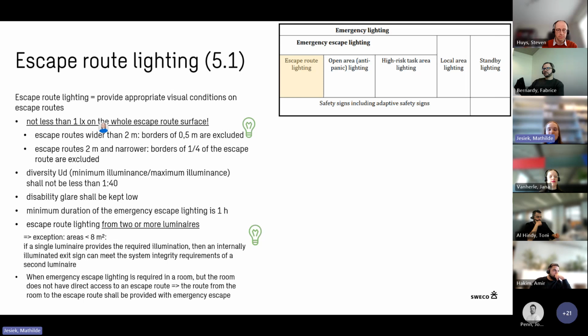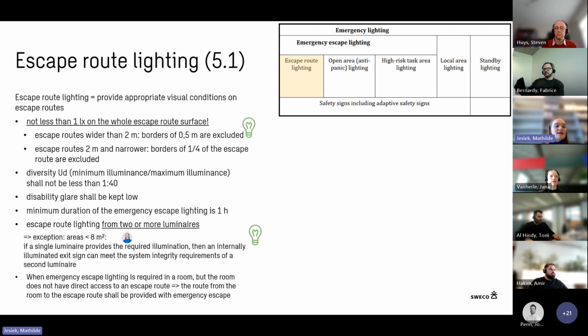So it means we don't need to worry about the center line or a boundary zone. We just need to check, okay, this is my escape route. I make sure there's 1 lux on the whole escape route. You can exclude borders. So if the escape route is wider than 2 meters, you can take off half a meter. And if your escape route is 2 meters and narrower, your borders can be 1/4 of the escape route. And then the other things about uniformity and the glare, this is all the same as in the old norm.